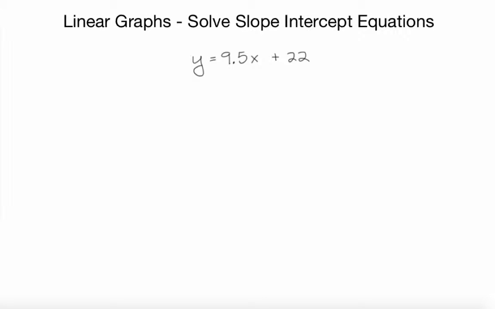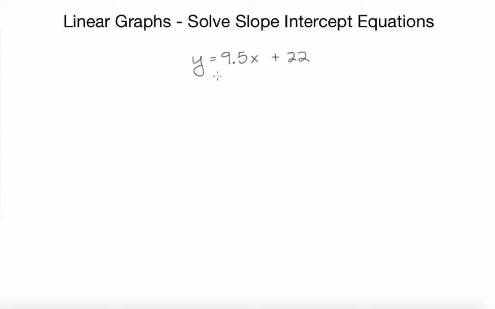Welcome to an algebra video tutorial working our way through linear graphs and linear patterns. In this particular video, we're going to learn how having a slope-intercept form equation like what we have here, I can find any single value I want for either x or y, as the equation gives me the relationship between x and y.